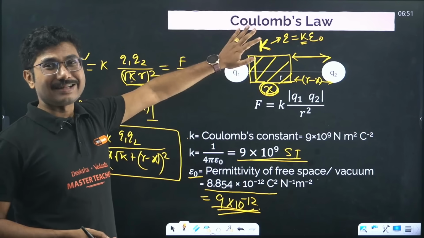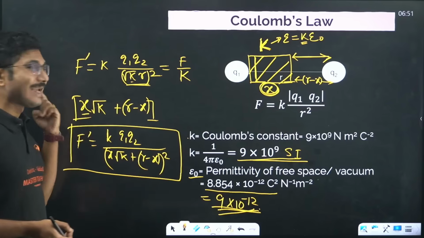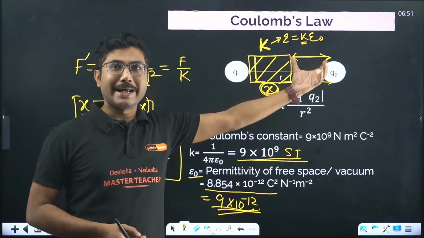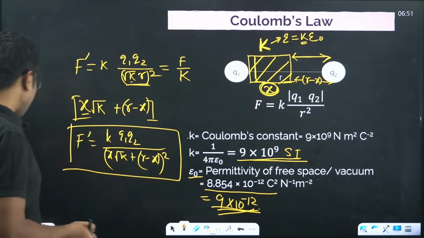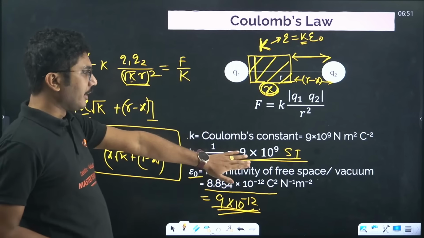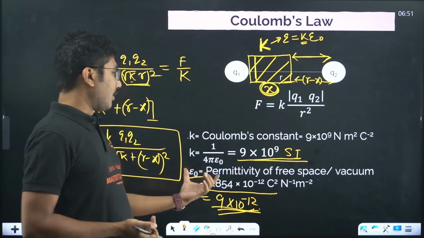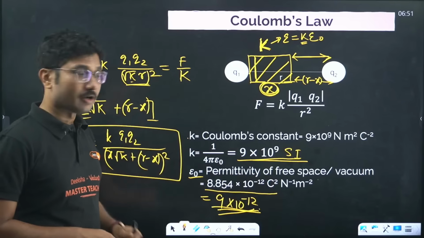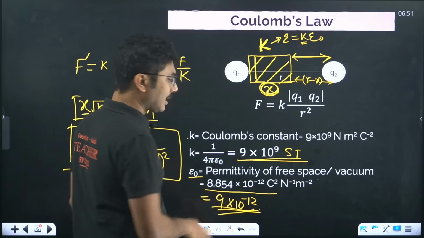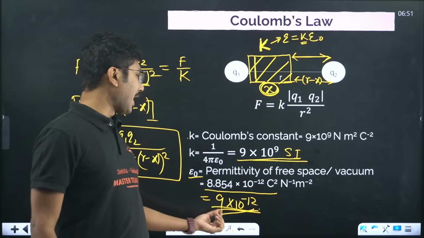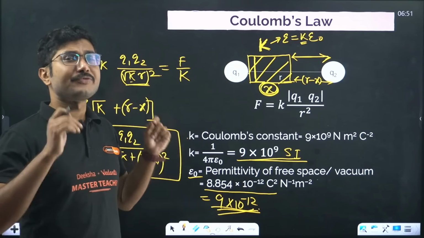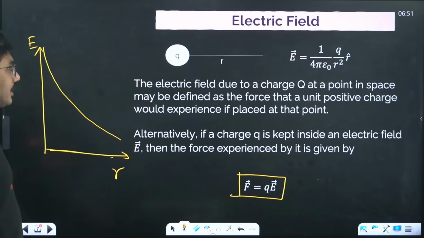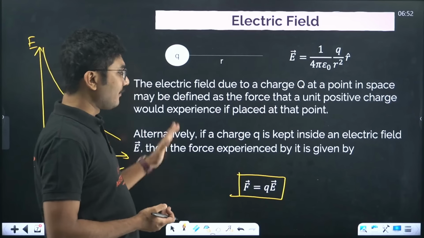Remember, a dielectric slab means the distance becomes root K times the width of that slab plus whatever length is there in free space. Obviously the constants you already know, 9 into 10 to the power 9. If you don't remember the value of epsilon naught, which is slightly difficult to remember, it is almost very close to 9 into 10 to the power of minus 12. Generally epsilon naught's value is provided in the question itself. Now let's move on to the next part where electric field is discussed.